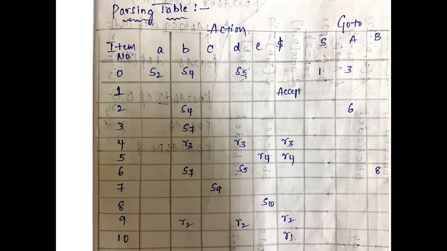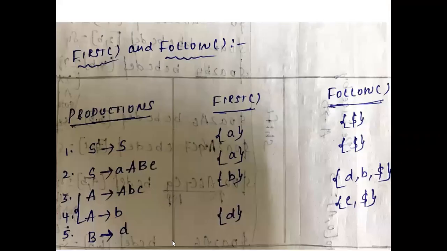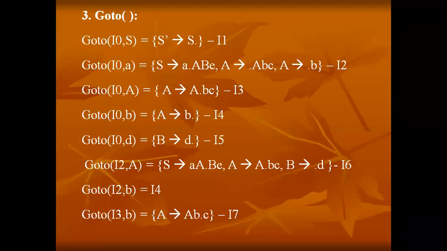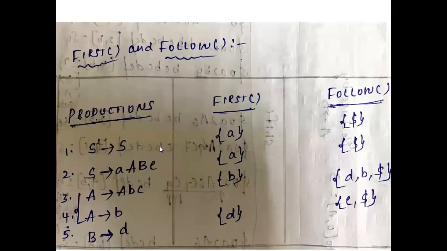Now, what is the next rule? B tends to D. This is R4, the fourth rule. So, make it as an R4. And when the dot was processed, in which state does it get ended? I5. That means in the parsing table, we should go to the I5 item number. And there, we consider the output of follow of B, because this rule is B tends to D. What is the output of follow of B? E comma dollar, right? The rule number is R4, and it was ended at I5.